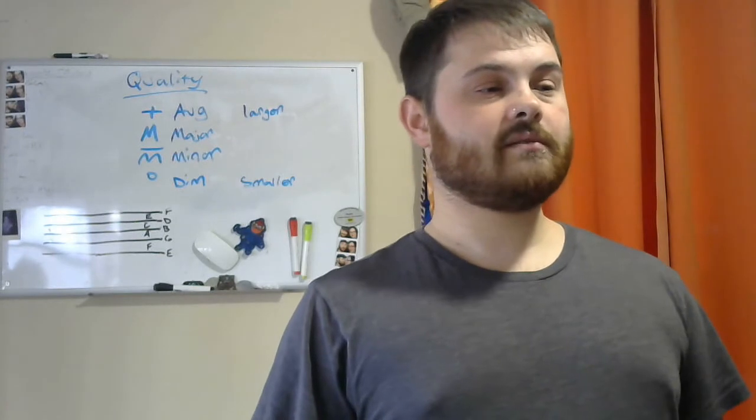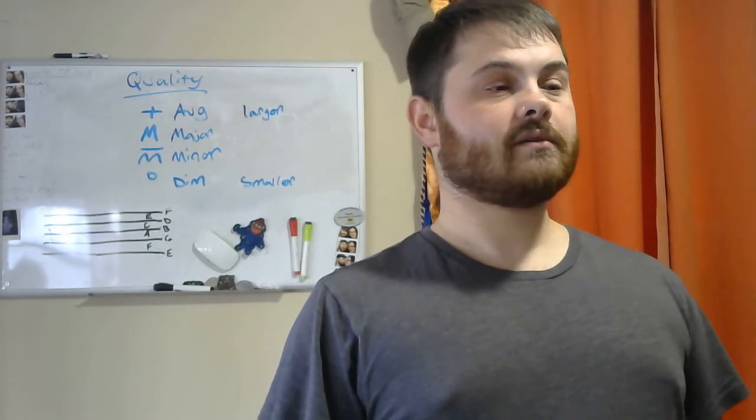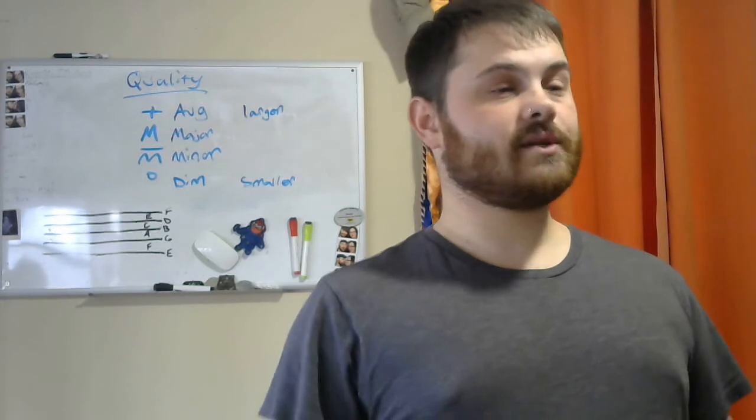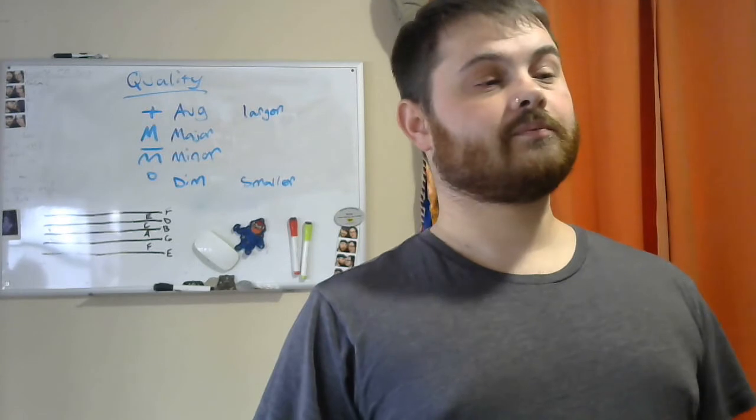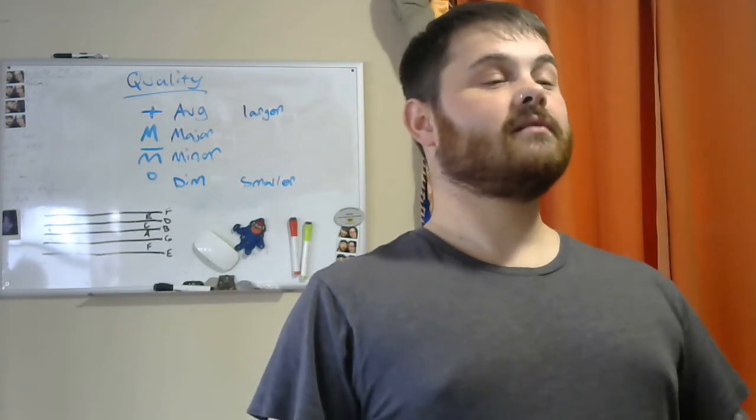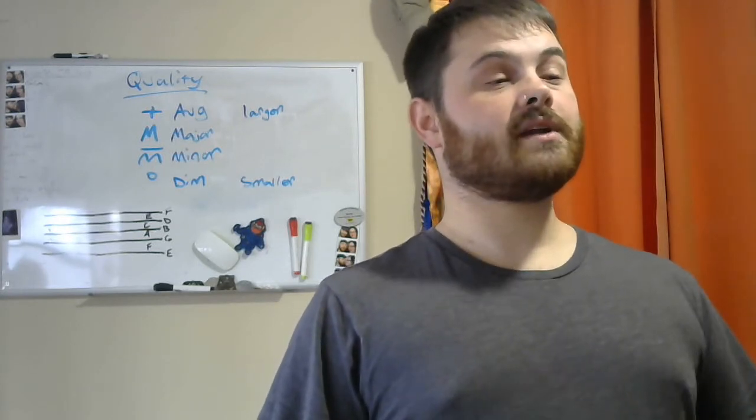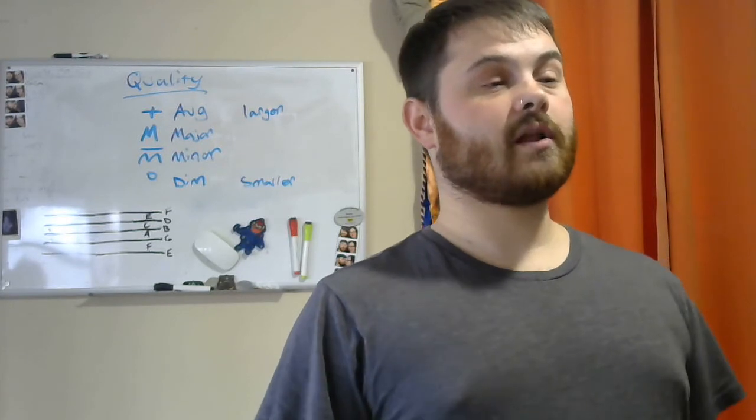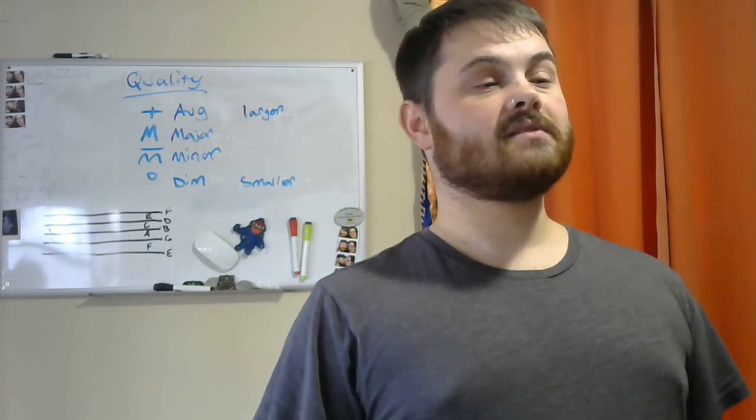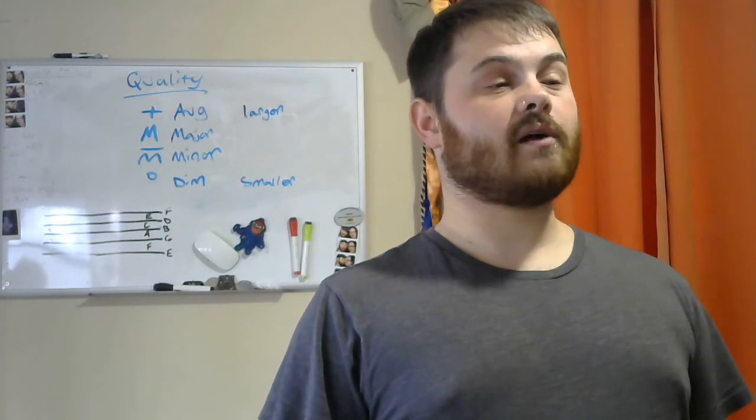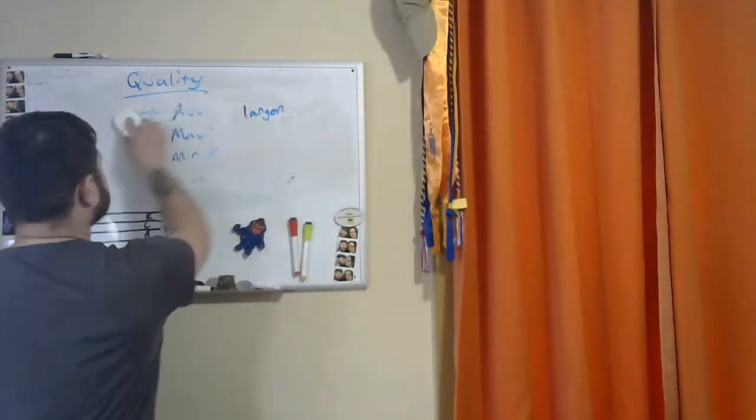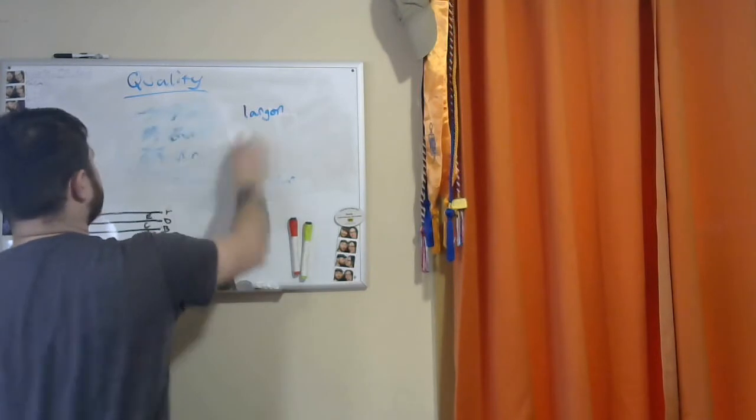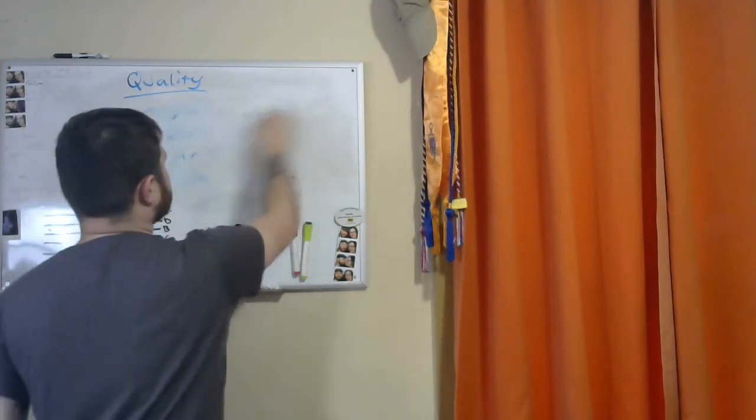So augmented, you're making the interval larger. Major is a major interval. Minor, you're making the major interval smaller. And then diminished is making the minor interval smaller. Augmented is the largest interval. Diminished is the smallest interval. Alright, so let's write these. Plus sign, big M, little m, degree symbol.